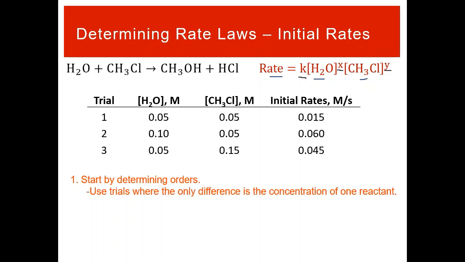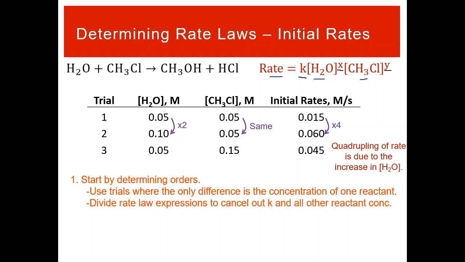We use trials where the only difference is the concentration of one of your reactants. So if you look at, for example, trial 1 to trial 2, the CH3Cl concentration stays the same, while there is a change in water concentration, which means the change in the rate is due to the change in the concentration of H2O, right? We can explicitly figure out that is what caused that change, the actual change of the water concentration. So we can figure out the order for just that compound.